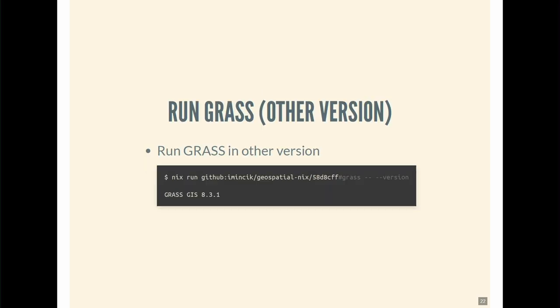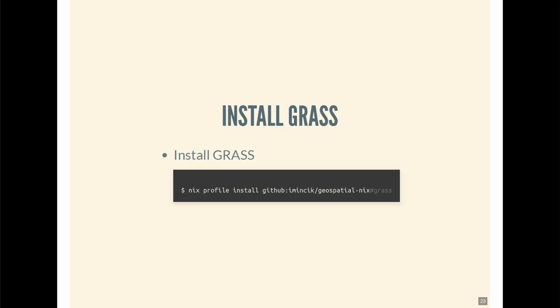I can even specify some Git version from which I want to run GRASS. This is a Git version of my packages repository. So now I have a different version of GRASS, without any conflict, any issue, no problem with that. I can even install it if I really want to be boring. Then I have GRASS installed on my computer, and I can just run GRASS without anything in front of it.